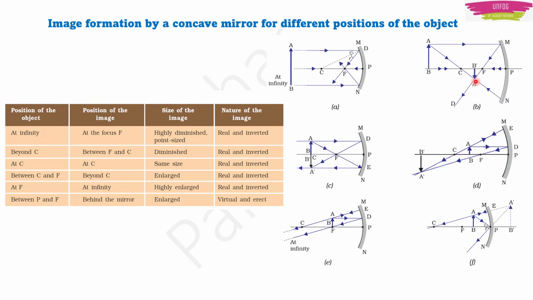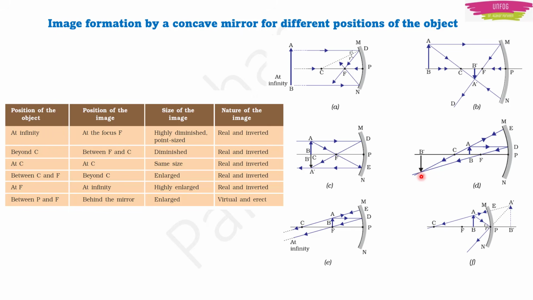The size is diminished. Now, third case is that when the object is at the center of curvature, then the image also will be formed at the center of curvature and it will be of the same size. And in the fourth case, the object is between the center of curvature and the focus. The blue color line is the object here. The black color line is the image here. The image is formed beyond the center of curvature. It is inverted and it is big.